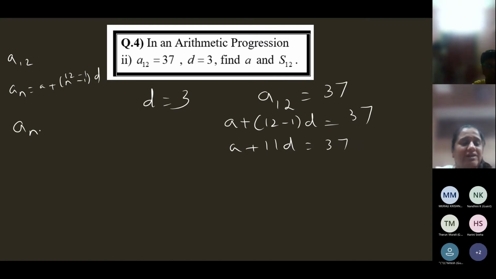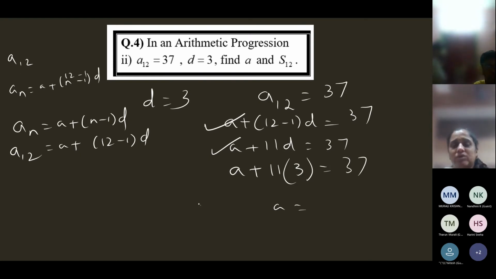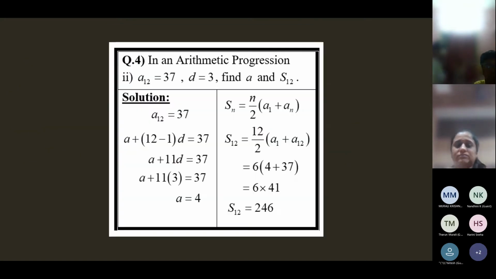See, children, AN is A plus N minus 1 into D. So A12 will be A plus 12 minus 1 into D. So you can directly write this 11D, A plus 11D. Or if you don't understand, you can write this first. So now you can work this. A plus 11 into D, which is 3, is equal to 37. So from that you can find A. And once you find A, you can find S12. Please work.